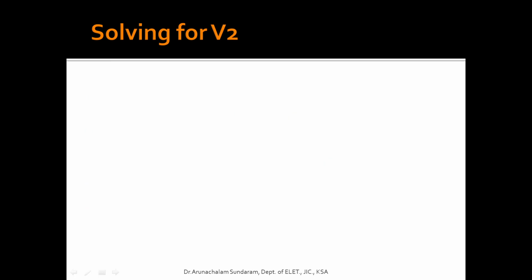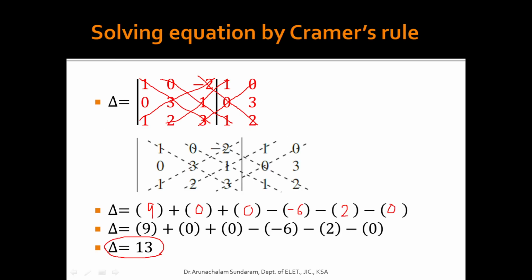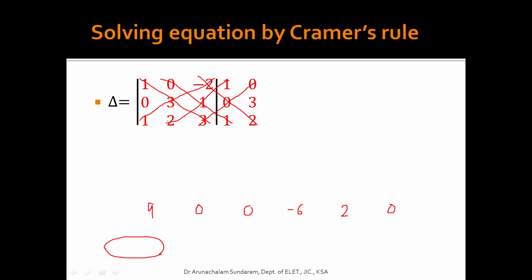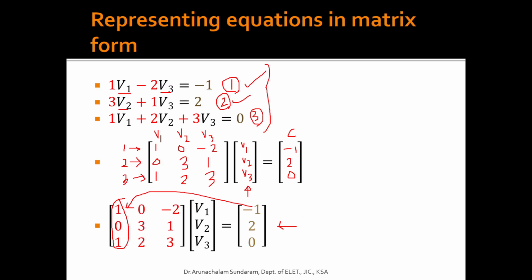So how do you do it for V2? We have to repeat the same procedure, but now we replace the column corresponding to V2 with the constant. I'll show you again. This is our original matrix. Here we are going to remove the column corresponding to V2 and replace it with this one. So this is the idea.